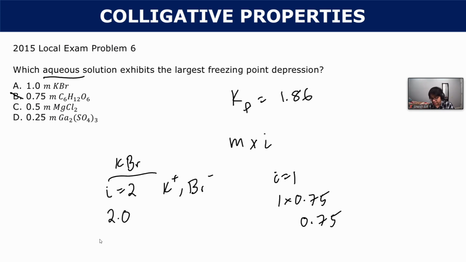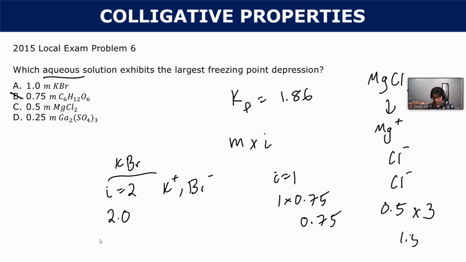Let's look at MgCl2. It's going to be a strong electrolyte that's going to break up into Mg, chloride, and then chloride. And we know its molality is 0.5. So 0.5 times 3 is 1.5. Still not bigger than the 2.0 that we calculated for KBr, so C can't be it. Okay, let's look at the last one.